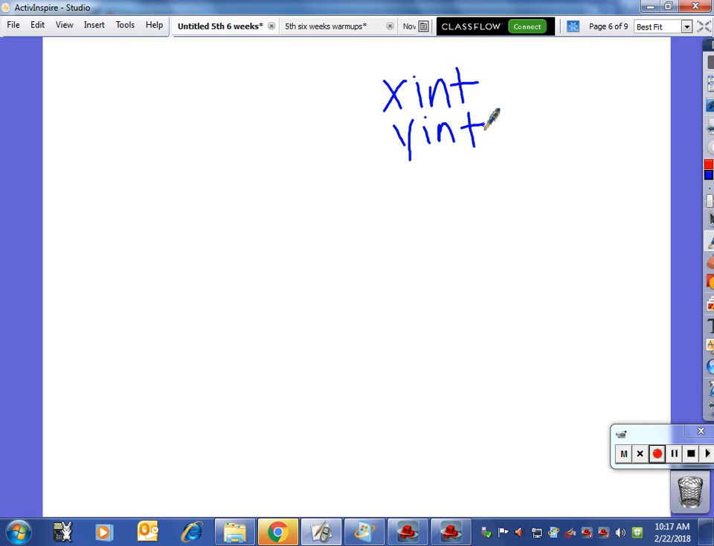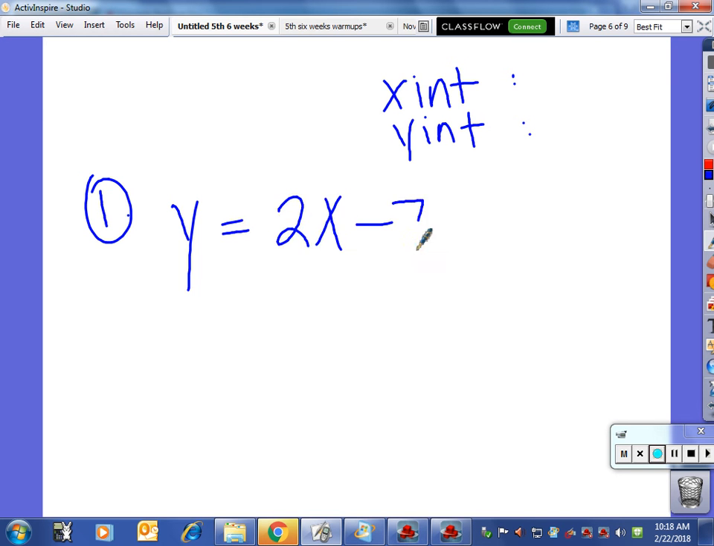Everybody's paying attention, right? You are going to label and tell me what the x-intercept and y-intercept are for these functions. I told you they're going to be lines, and they're already going to be in slope-intercept form. So one of these is super easy. Actually, both of them are. Are you ready? All right, number one, here's a linear function: y = 2x - 7. What's the y-intercept?